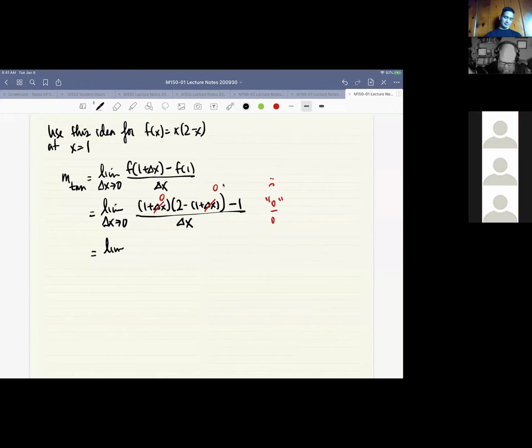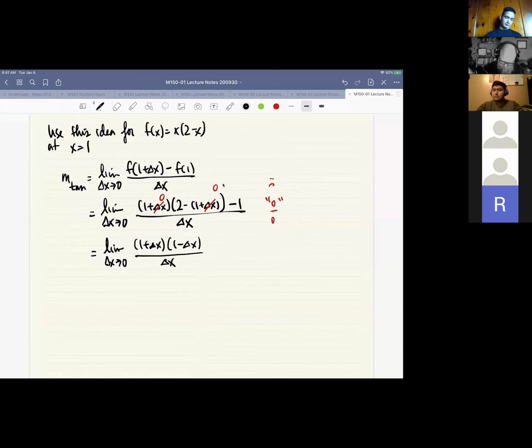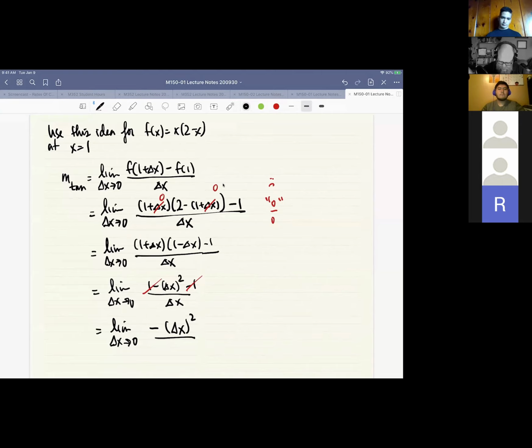I get the limit as delta x goes to 0 of 1 plus delta x, and then over here, this is 1 minus delta x. This is over delta x. Oh, there's a minus 1 here too. So multiplying the top out, you should just probably see that that is 1 minus delta x squared minus 1. And then these ones cancel. So I've got minus 1 over the quantity delta x squared over delta x.